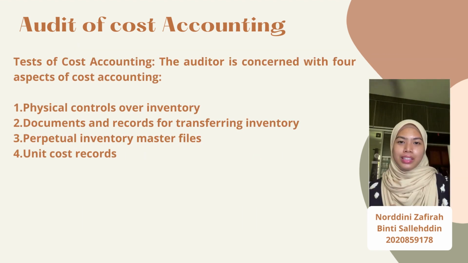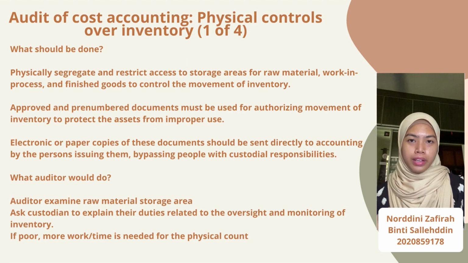In the test of cost accounting, the auditor is concerned with four aspects of cost accounting. The aspects are physical controls over inventory, documents and records for transferring inventory, perpetual inventory master files, and unit cost records. The first aspect: what should be done?